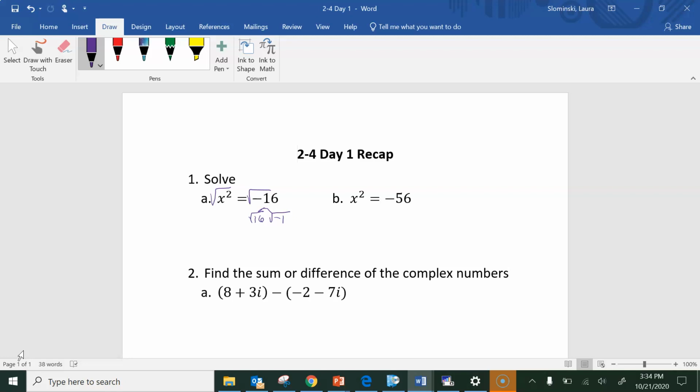And the reason we do that is because one of the big learnings was that you need to know that i is the same as the square root of -1. So you were introduced to this idea of an imaginary number. So when we take the square root of both sides, we get x equals plus or minus. We can break it apart. And so our final answer here would be x equals plus or minus the square root of 16, which is 4. And we now replace the square root of -1 with an i.